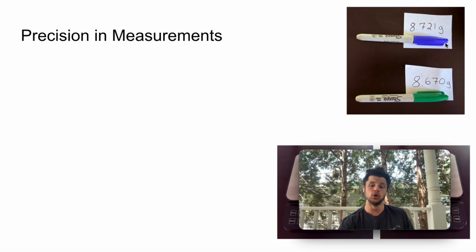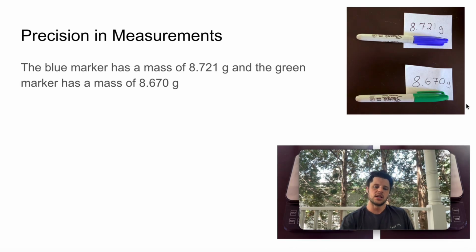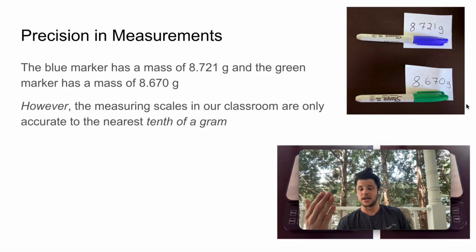When I measured the blue marker, it came out with a measurement of 8.721 grams worth of mass. And then the mass of the green marker is 8.670 grams. Now, those two have specific masses. Again, if we measured to the thousandths of a gram, we get those specific masses right there.